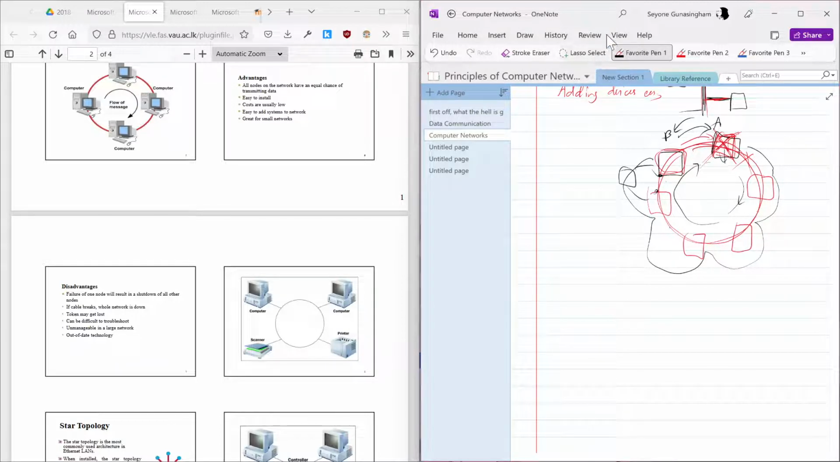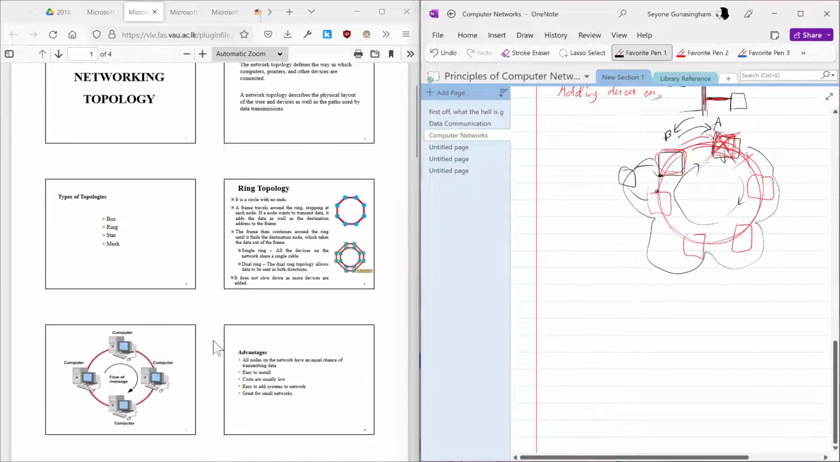You can't really send data now, can you? If you lose the token, you're screwed. So that's another disadvantage. And yeah, that's pretty much it. Simple, not really safe, not really good.